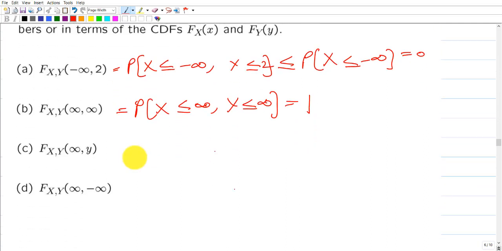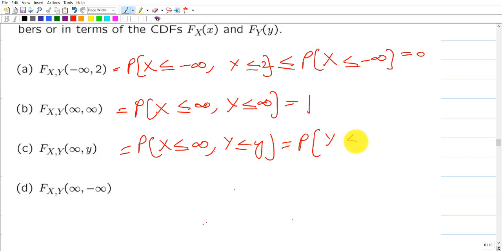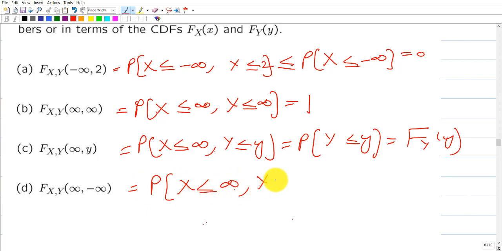Similarly, this is F_XY(infinity, y). It means that X could have any value while Y is in the defined range: X less than or equal to infinity and Y less than or equal to y, which is equal to the probability of Y less than or equal to y, which is F_Y(y). The last one is X less than or equal to infinity and Y less than or equal to minus infinity, and that should be 0. In layman's language, you must remember that if you have any limit reaching minus infinity, the probability of that function would be 0.